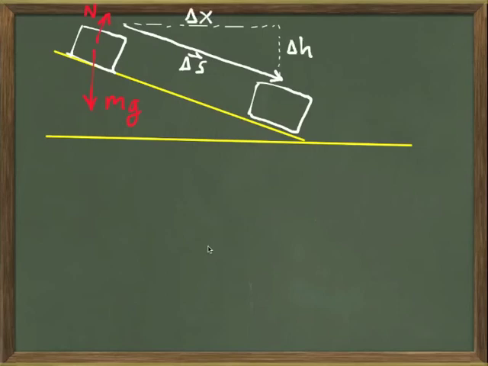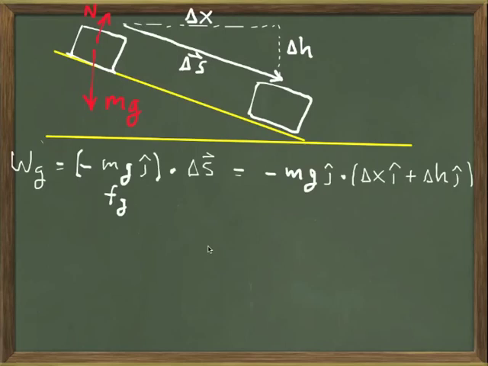So now your displacement vector in that situation is not straight down. Your displacement vector is diagonal. It has a delta x and it has a delta h. Okay, so I'm going to calculate the work done by the force of gravity by using the definition of how to calculate work of a force. I take the force as a vector, minus mg j hat, and I do the dot product with delta s as a vector.